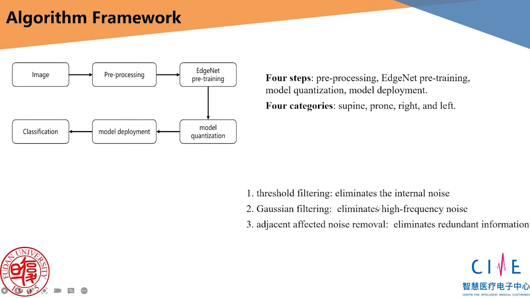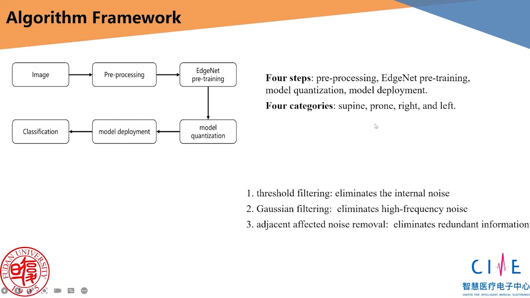To implement real-time edge computing in IoMT, a lightweight algorithm for sleep posture classification that can be deployed in an embedded system needs to be designed. In this section, an AgNet-based sleeping posture classification algorithm is proposed, as shown in this figure. It consists of four steps: pre-processing, AgNet pre-training, model quantization, and model deployment. The sleep postures are classified into four categories: supine, prone, right, and left.